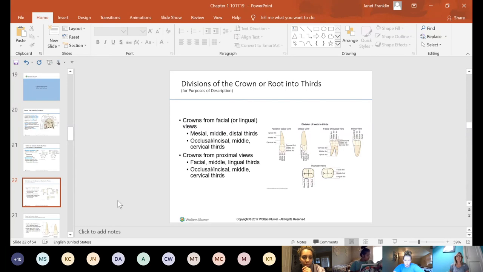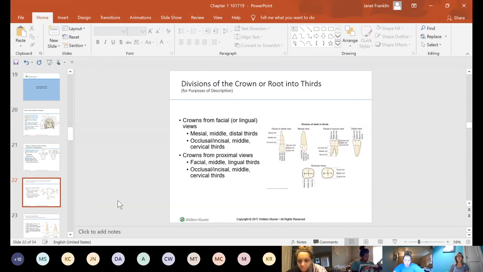So when you're taking measurements with your probe, you're going to take a mesial measurement, a middle measurement, and a distal measurement on the buccal, and then you're going to take those same three measurements on the lingual. So that's how we're going to apply this real quickly when you start learning your probe. You're going to be probing the mesial, the middle, and the distal.